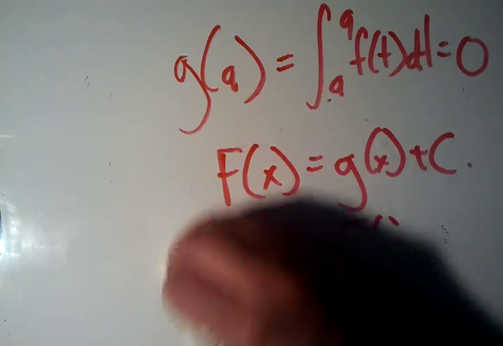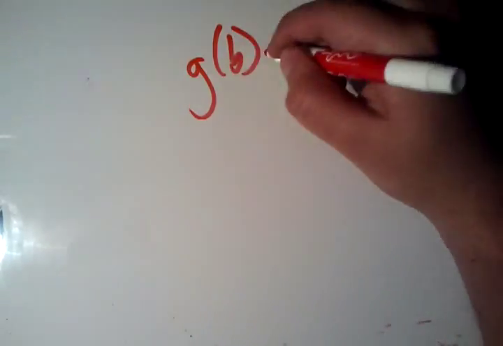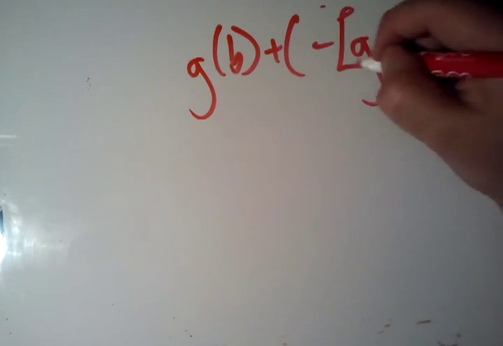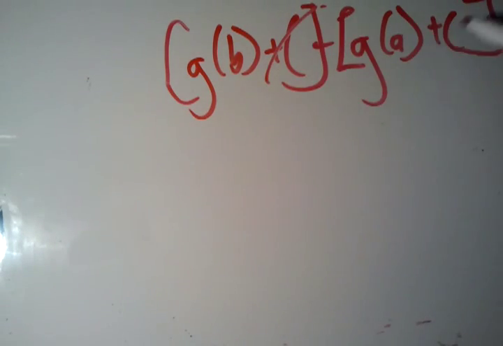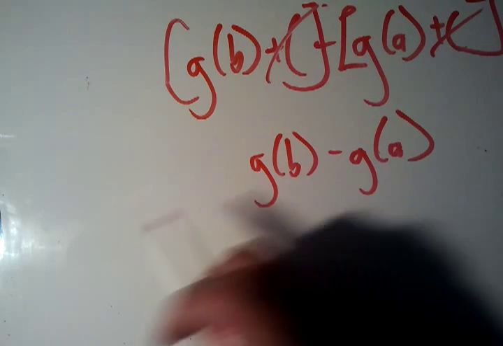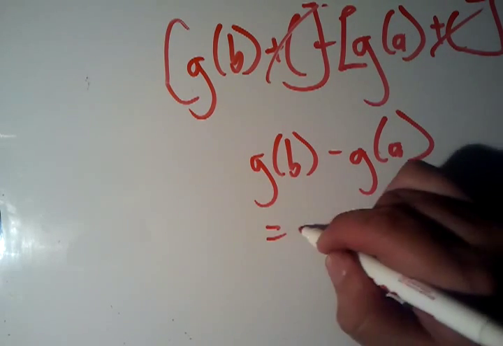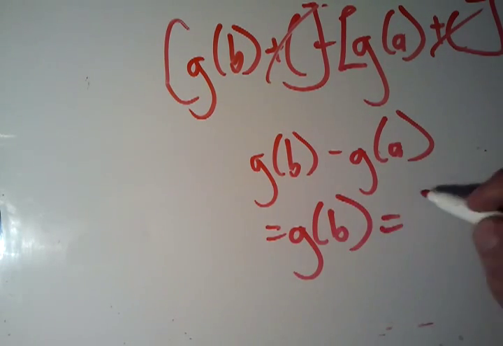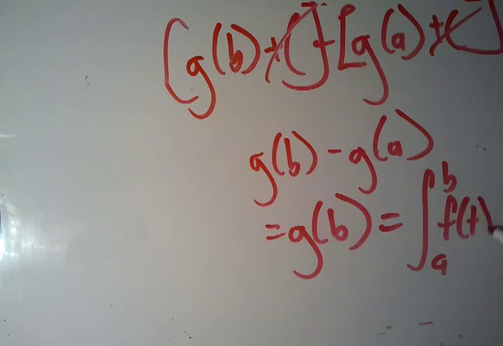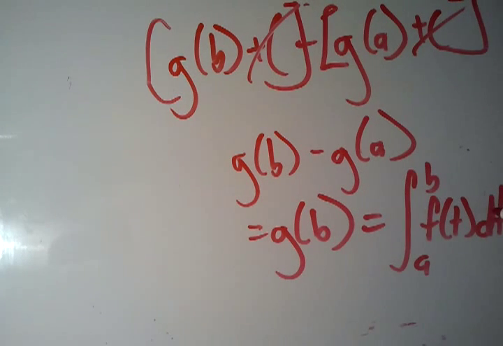So let's write that up here so you can see. We're going to get g of b plus c minus g of a plus c, and put the brackets in the appropriate places. We can see the c's are going to cancel out. It's going to be g of b minus g of a. But we know g of a is 0, so this is just equal to g of b. And that is just equal to the integral from a to b of f of t dt.